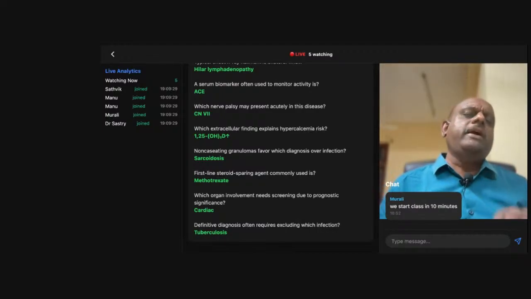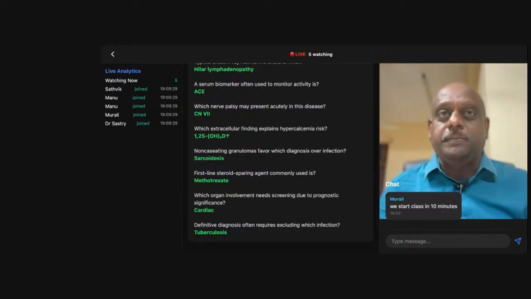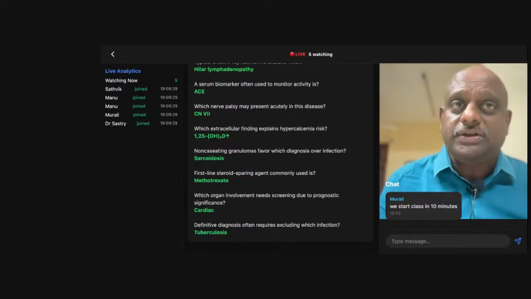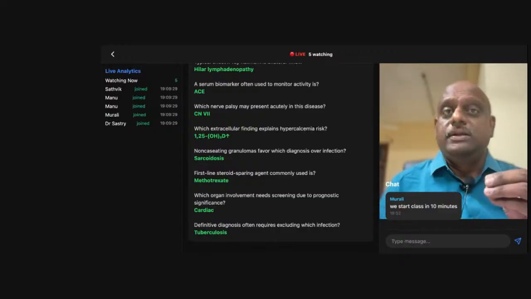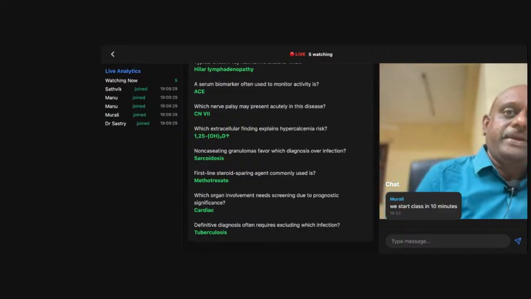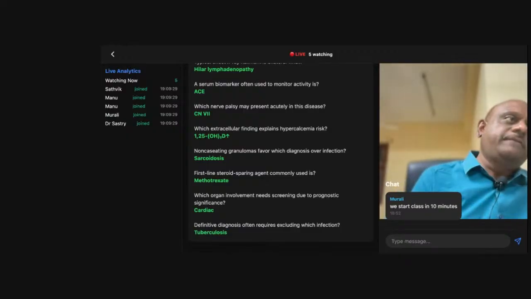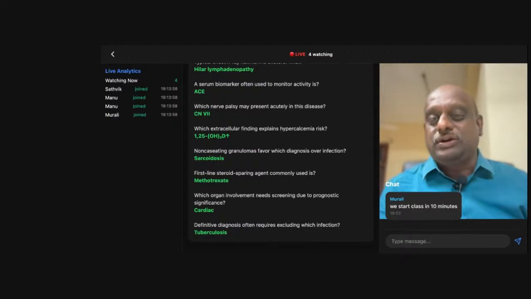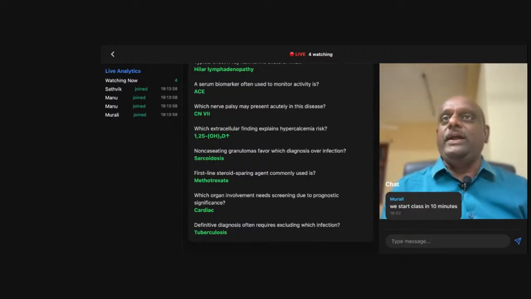So the minimally invasive diagnostic investigation of choice is transbronchial biopsy. And it is the 7th cranial nerve which is involved in sarcoidosis. And methotrexate is the first line steroid sparing drug. And cardiac involvement is very common. And the closest differential diagnosis is a caseating granuloma, which you see in case of TB, is what you should remember. Right?